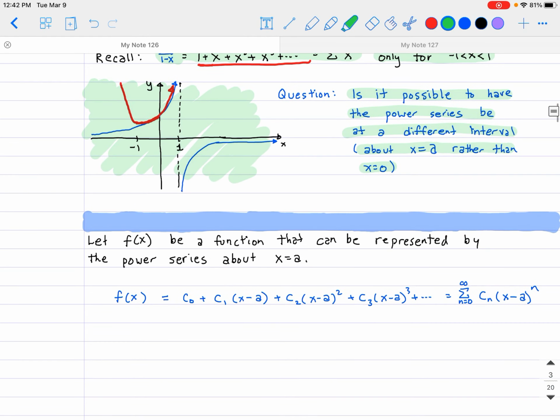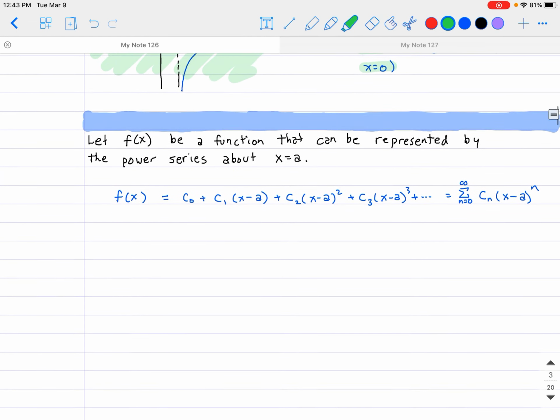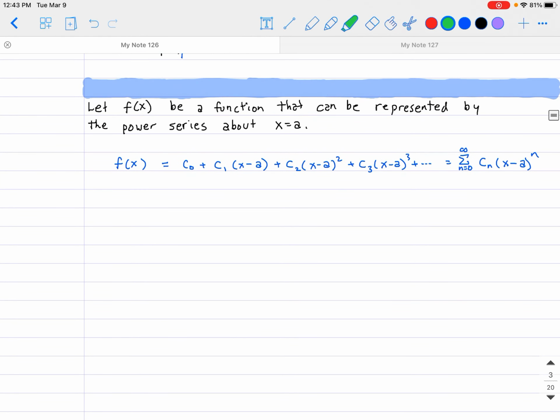Okay, so here is going to be our derivation. First off, let f of x be a function that can be represented by the power series about x equals a. Now, by the formal definition of a power series, it is equal to the following on the right-hand side.